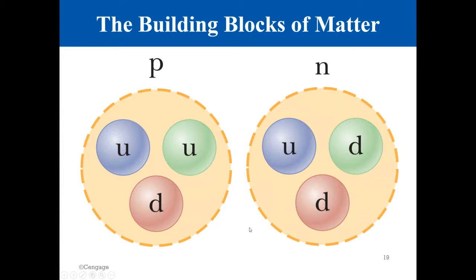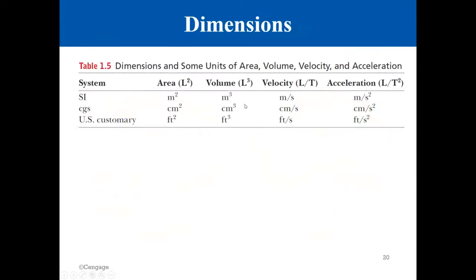This is the fundamental building block for protons. We have 2 up quarks and 1 down quark. For neutrons, we have 2 down quarks and 1 up quark. Protons and neutrons are at the center of each atom inside the nucleus.